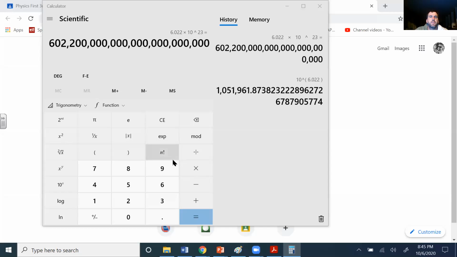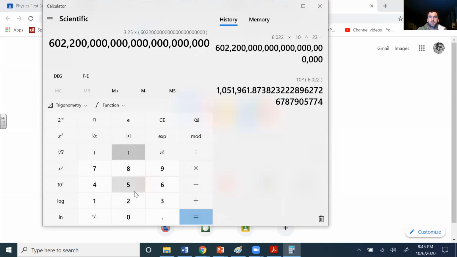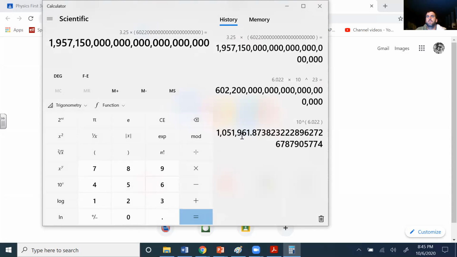Okay, so let's work this one out again. It was 3.25 times parentheses 6.022 times 10 to the 23rd, close parentheses, close parentheses. And that answer equals, it is right up here. It's this number. I need to probably put this in scientific notation.